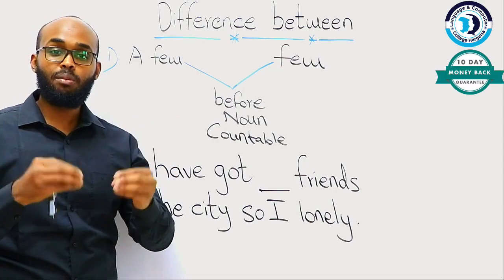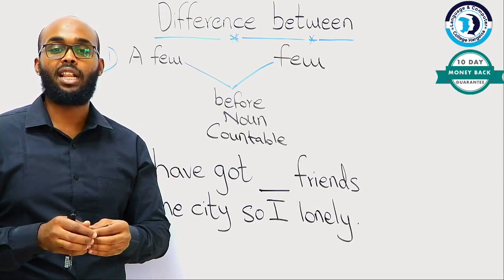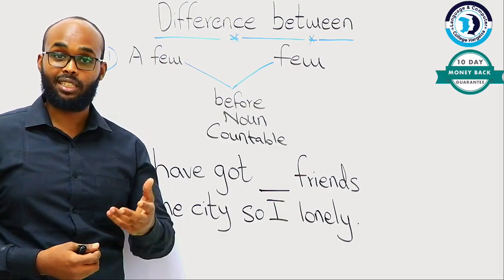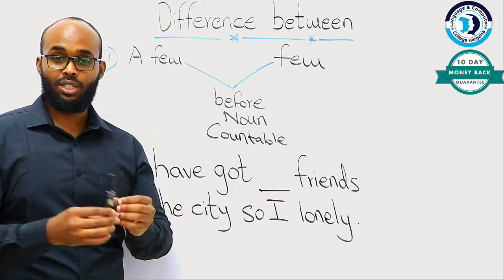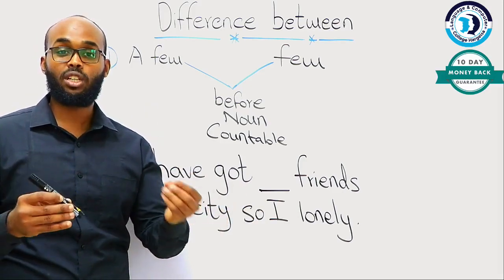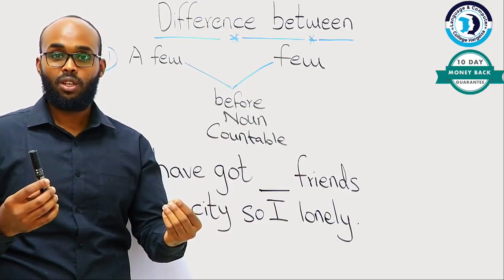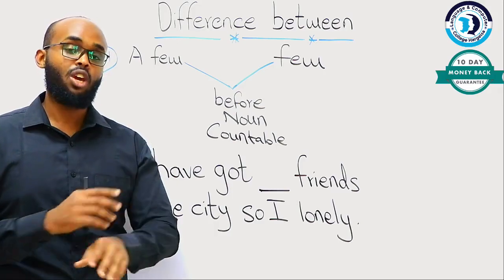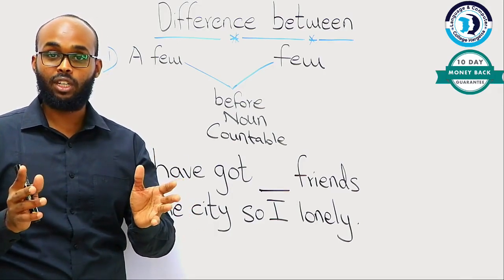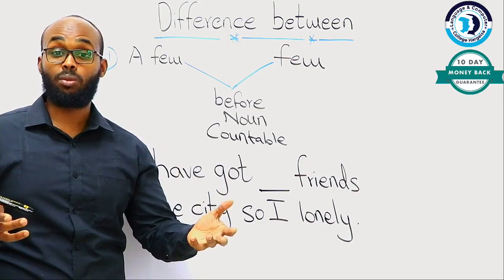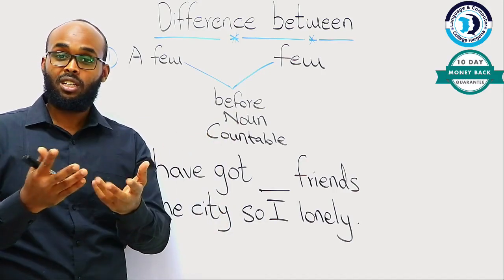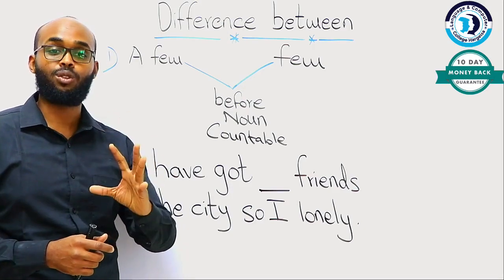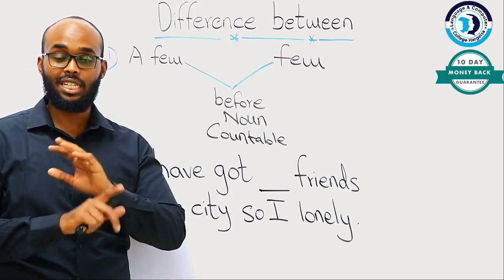If something is uncountable, for example, water is uncountable. Sugar is uncountable. Money is uncountable. In English, money is uncountable. So remember, uncountable. In English, money is uncountable.